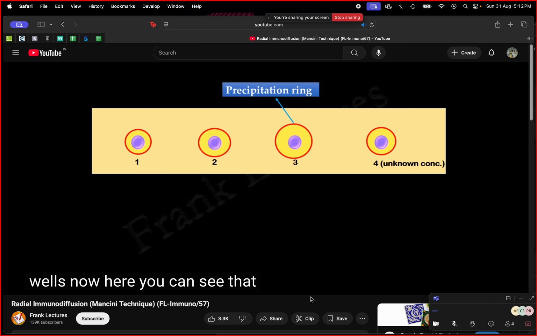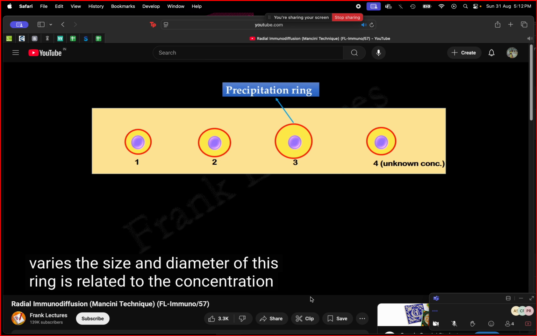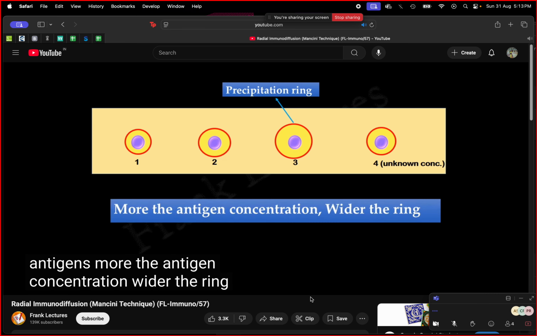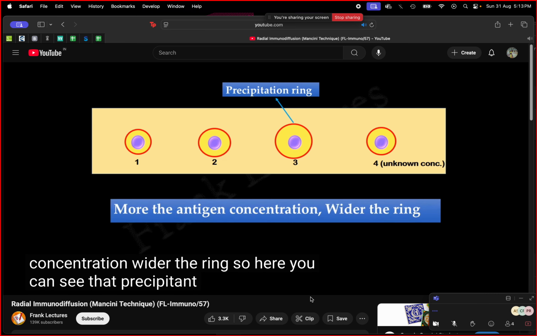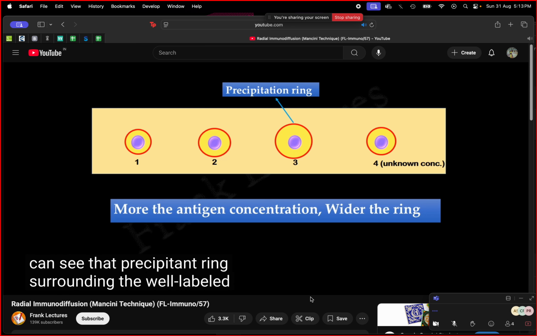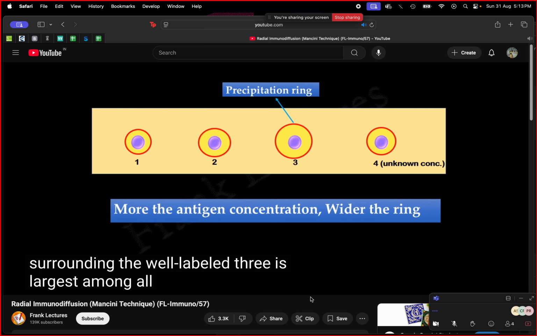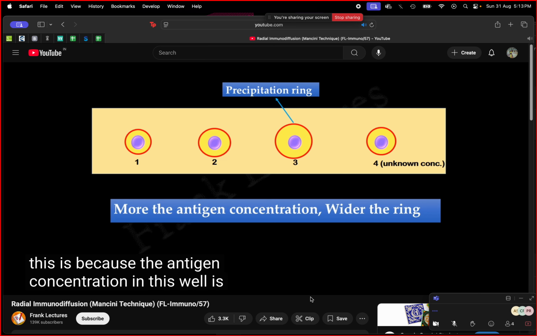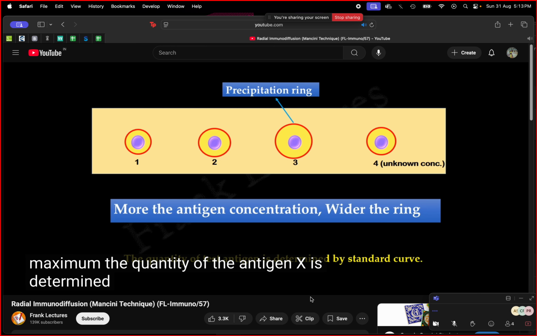Now here you can see that size of ring varies. The size and diameter of this ring is related to the concentration of the antigens. More the antigen concentration, wider the ring. So, here you can see that precipitin ring surrounding the well labeled 3 is largest among all. This is because the antigen concentration in this well is maximum. The quantity of the antigen X is determined by standard curve.